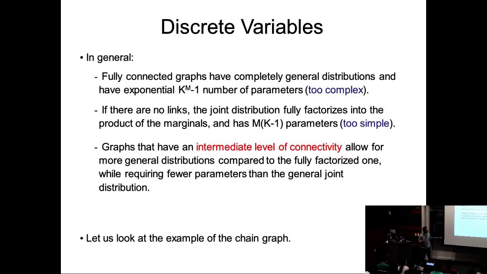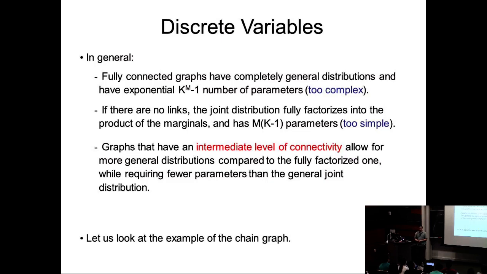Graphs that have an intermediate level of connectivity basically allow for more general distributions compared to the fully factorized one, while requiring fewer parameters than the general joint distribution. So generally, you will see models that we're going to be building by incorporating some kind of structure into the model, even just to reduce the number of parameters that we need to fit.